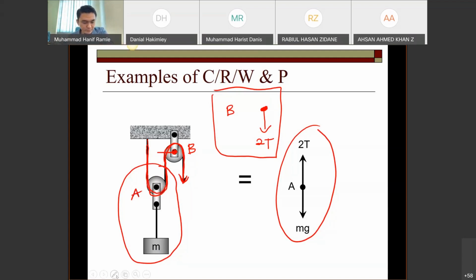Second one, what do you mean, second one? Doctor, one tension upward and one tension downward. No, this one is correct. This one is correct.